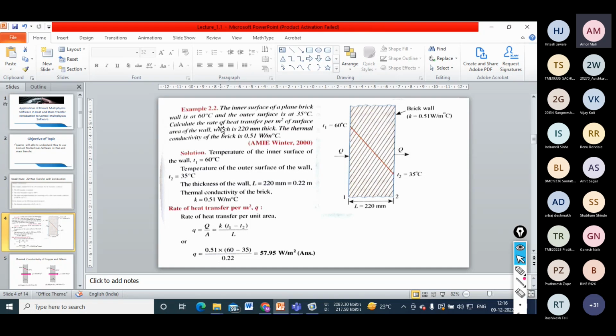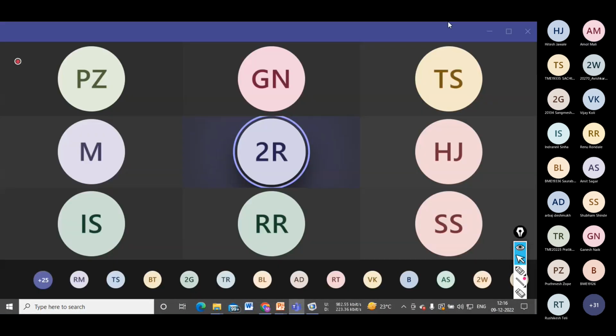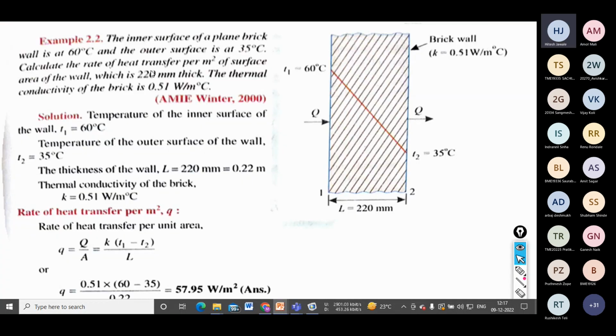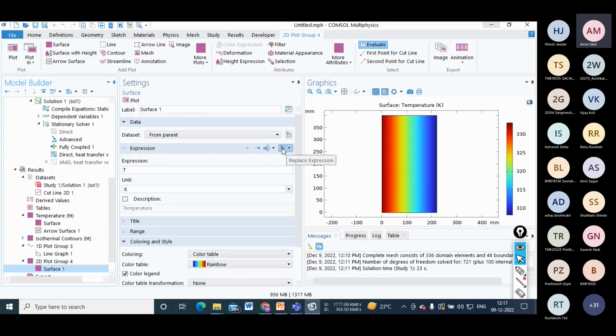What do I have to find out, can anyone tell me? What I have to find out? Are you there? Rate of heat transfer. Rate of heat transfer per meter square. Okay, so here what I will do, I will move into expression, here you will get two arrows.